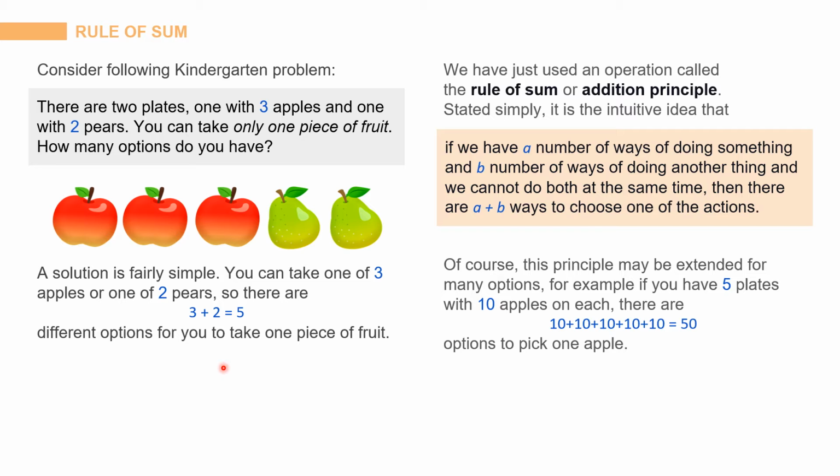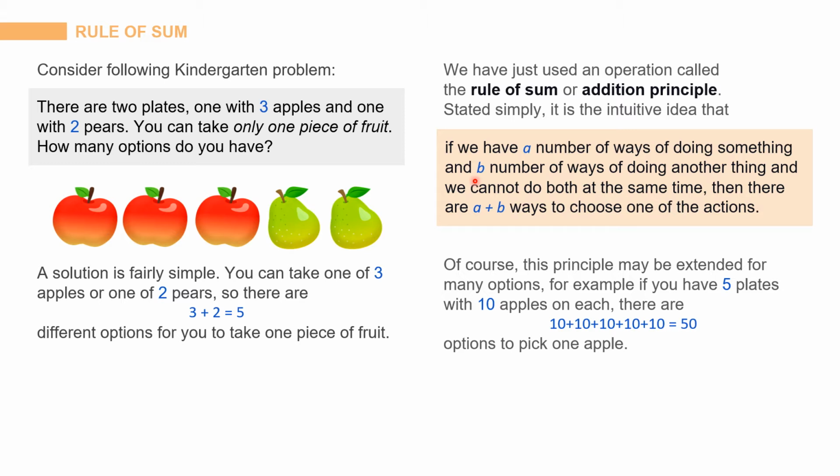This, of course, assumes that all of these pieces of fruit are different. We'll discuss a little later what happens if some of the items you're choosing from are identical. So we've just used an operation called the rule of sum, or the addition principle. Simply stated, it's the very intuitive idea that if we have a number of ways of doing something and b number of ways of doing another thing, and we cannot do both at the same time, then there are a plus b ways to choose one of the actions.